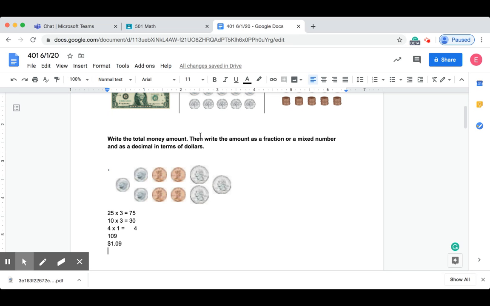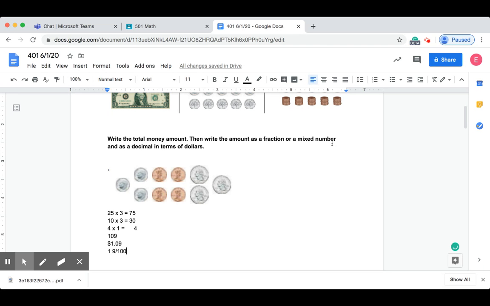Now, the second part says, then write the amount as a fraction or mixed number. I know that I will be writing this as a mixed number because it is greater than 1. When a fraction is greater than 1, we will always write it as a mixed number. So we will write 1, and then our fraction, again, we're talking out of 100 cents. So I know my denominator is going to be 100, and I have 9 cents, so it'll be 9 hundredths because I have 9 cents. So 1 and 9 hundredths would be my mixed number.